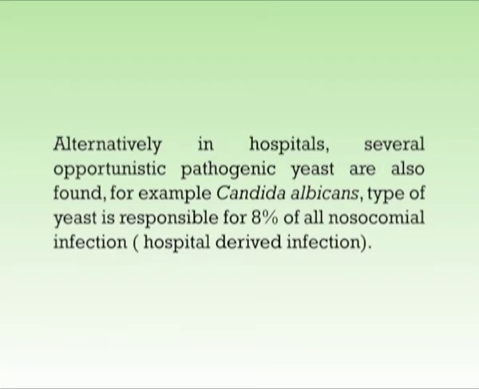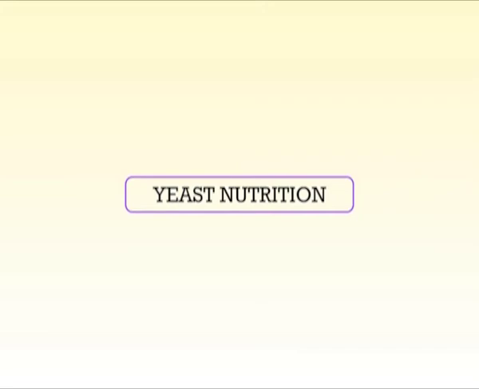Alternatively, in hospitals, several opportunistic pathogenic yeasts are also found. An example is Candida albicans. This is the type of yeast which is responsible for 8% of all nosocomial infections. Here, nosocomial infection means hospital-derived infection. So now we'll come to yeast nutrition.